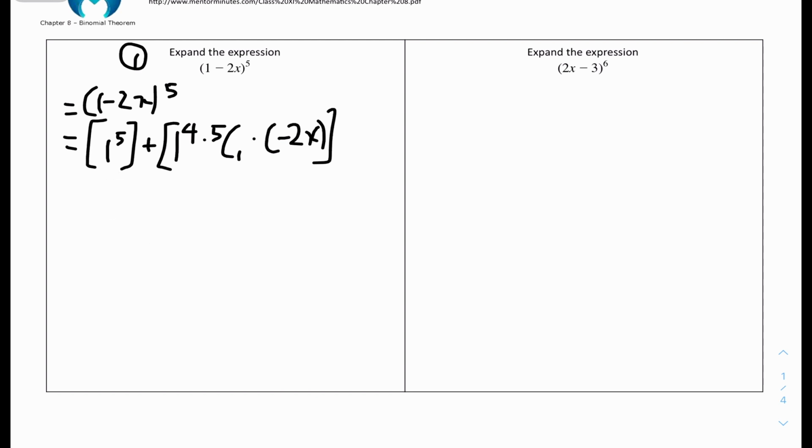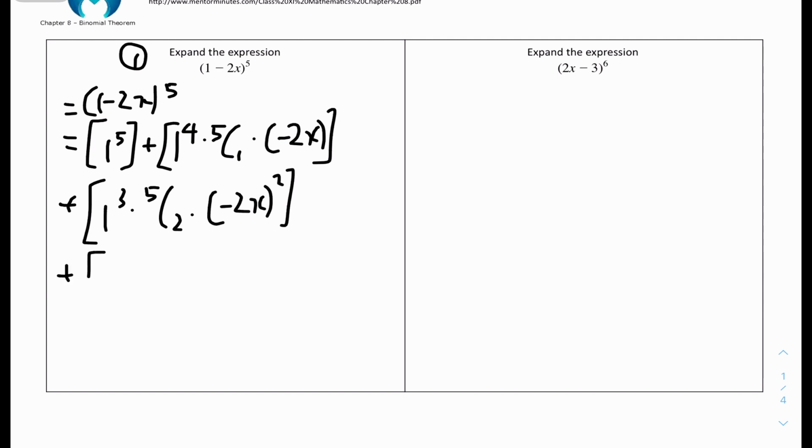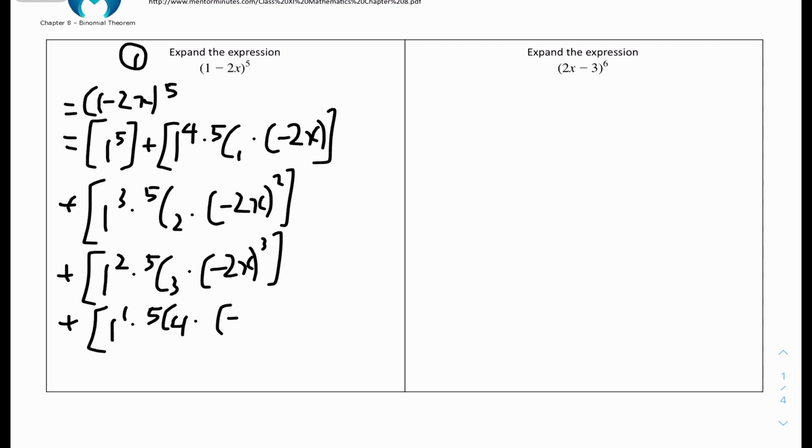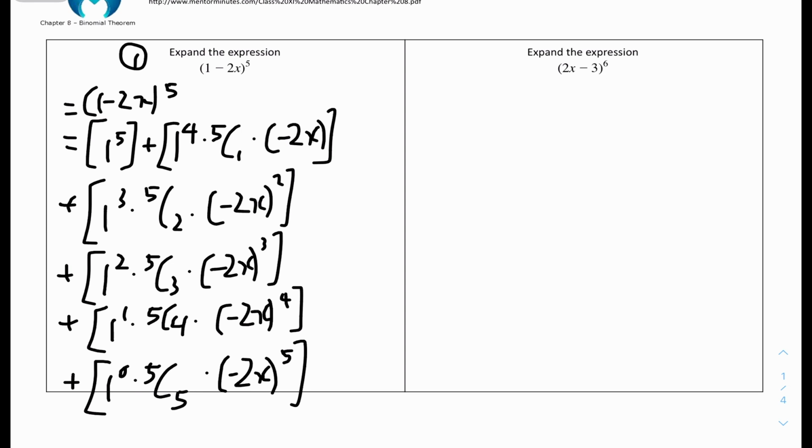So the third term is plus 1 to the power of 3 times 5c2 times (-2x) squared. And the fourth term will be 1 to the power 2 times 5c3 times (-2x) cubed, plus the fifth term, 1 to the power 1 times 5c4 times (-2x) to the power 4, plus the last term, which is 1 to the power 0 times 5c5 times (-2x) to the power 5. And just simplify this.